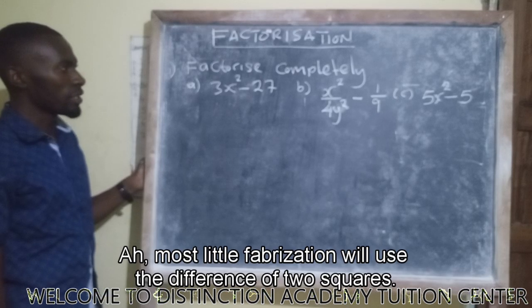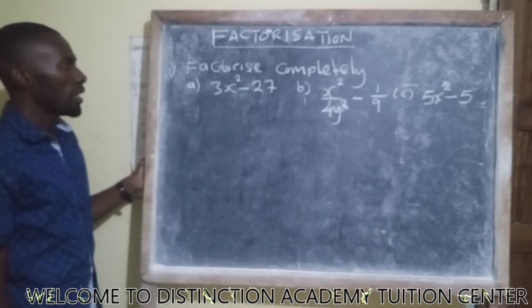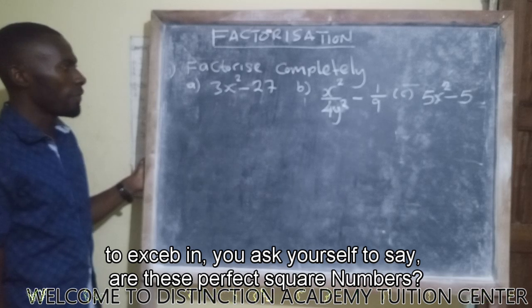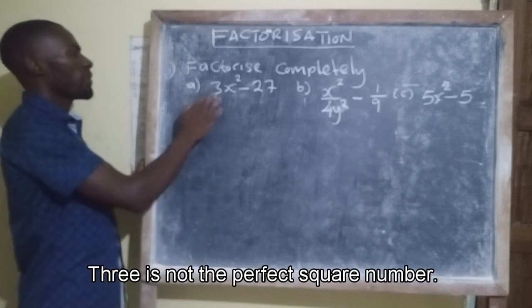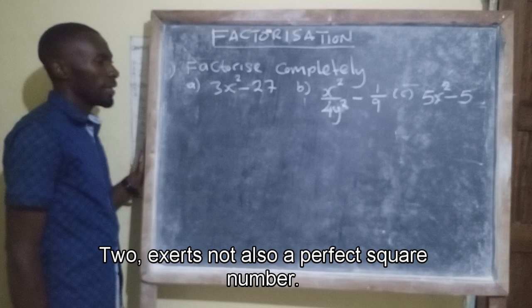mostly on factorization, we use the difference of two squares. And if you look at this question here, which is 3x squared minus 27, you ask yourself, are these all perfect square numbers? The answer is automatically no. 3 is not a perfect square number. 27 is also not a perfect square number.